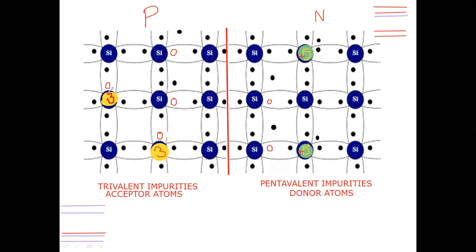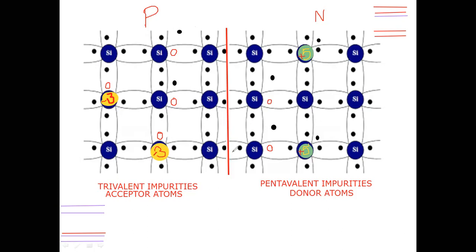And here, this trivalent impurity atom will accept an electron for the purpose of conduction. Since it is accepting a negative electron into this hole, it will become negatively charged, because it is accepting an electron, which is taking a negative charge. So if this trivalent impurity atom accepts an electron, then it will become negatively charged.